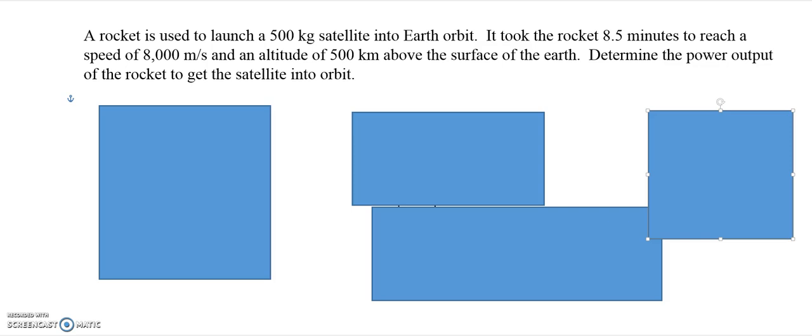It takes the rocket 8.5 minutes to reach a speed of 8,000 meters per second. That's fast. And an altitude of 500 kilometers above the surface of the Earth. Your goal is to determine the power output of the rocket to get the satellite into orbit.